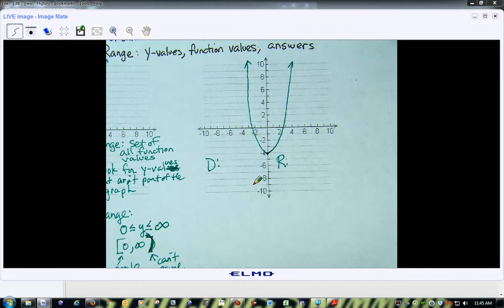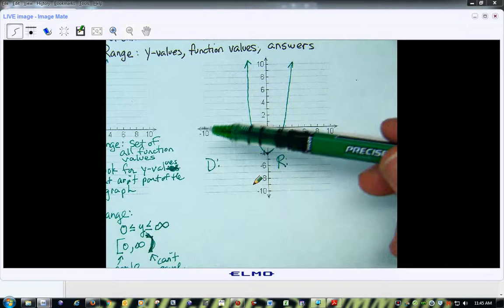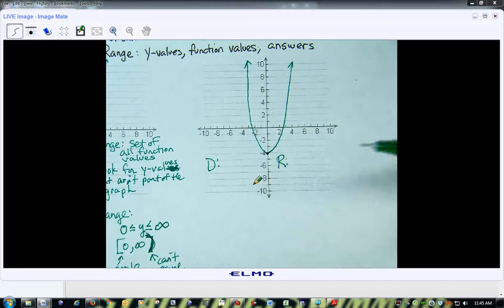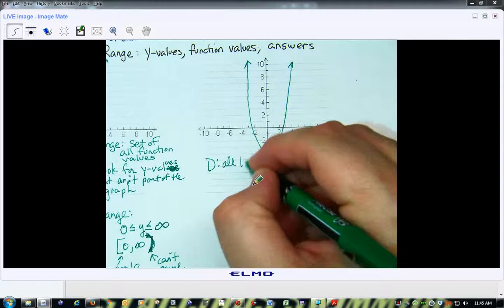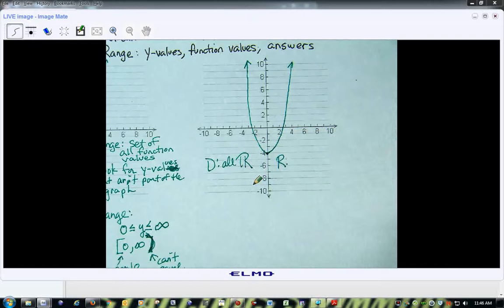All right. Now, are there any x values I can't use? Well, doesn't this look like the x squared a little bit? Were there any x values that I couldn't use? No. So, all real numbers for the domain. Is that the sign for all real numbers? Yeah, it's like an R, but with a second line by the R.